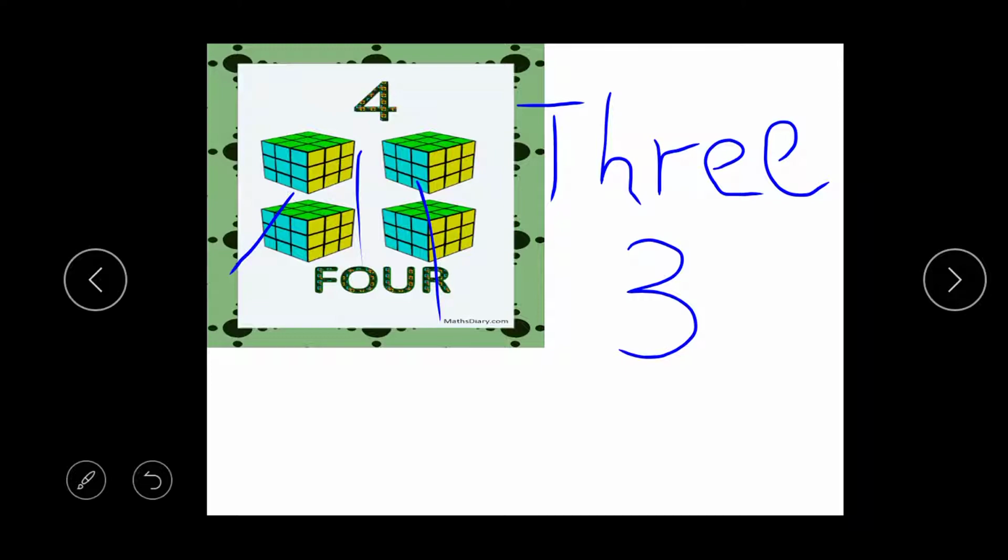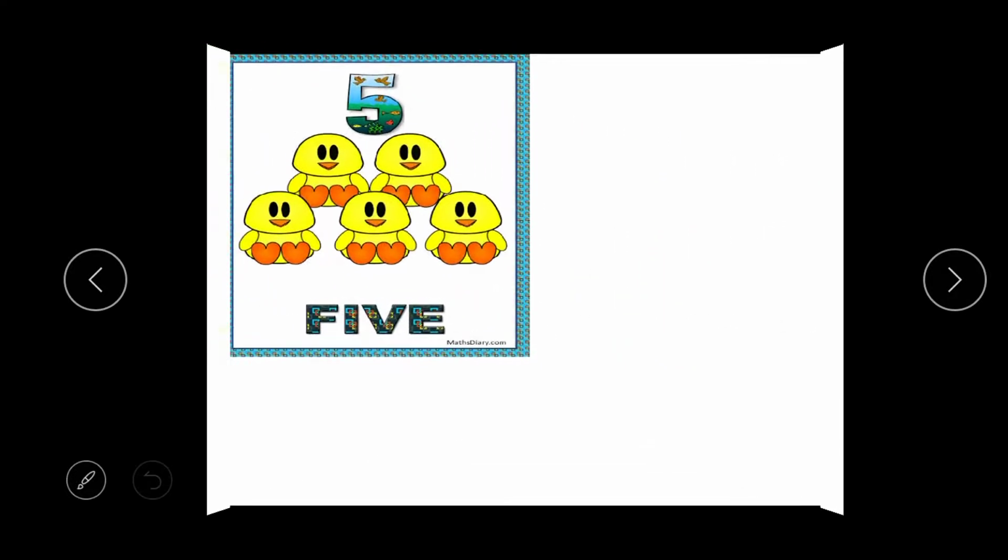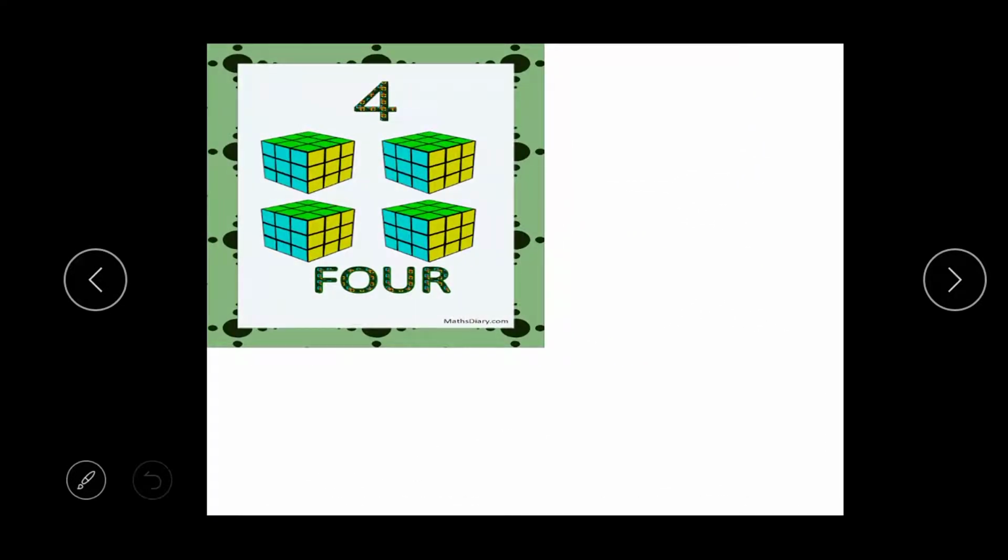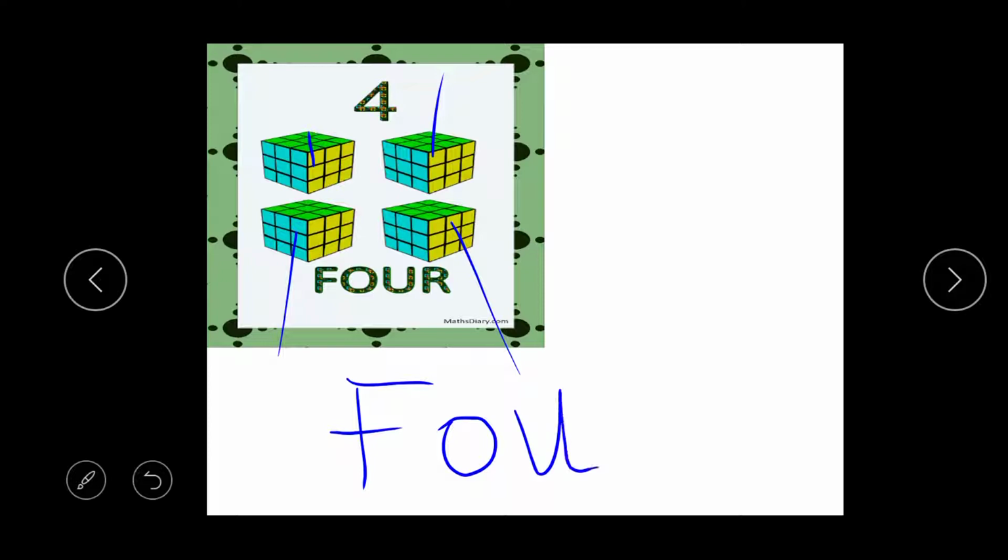The next number is number 4. Let's count the number of objects. 1, 2, 3, 4. So let's learn how to write. F, O, U, R, 4. F, O, U, R, 4.